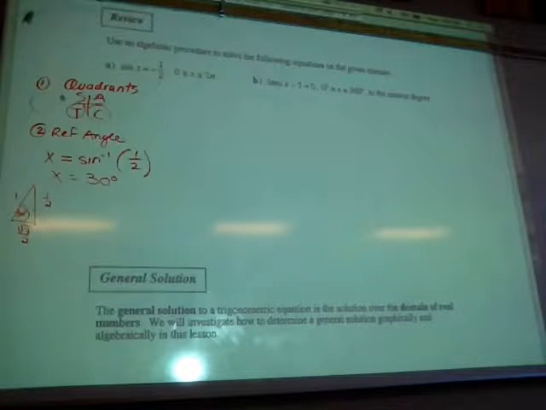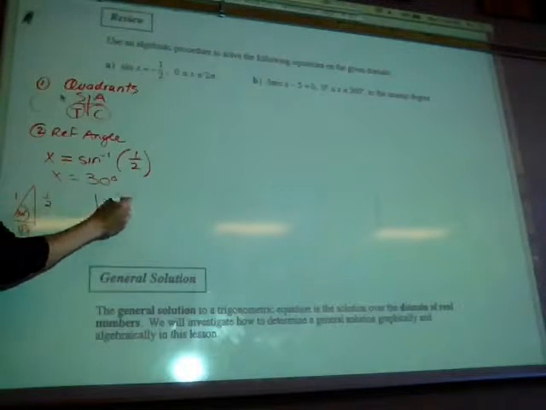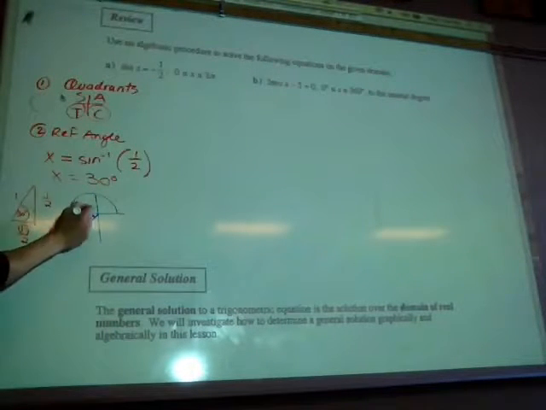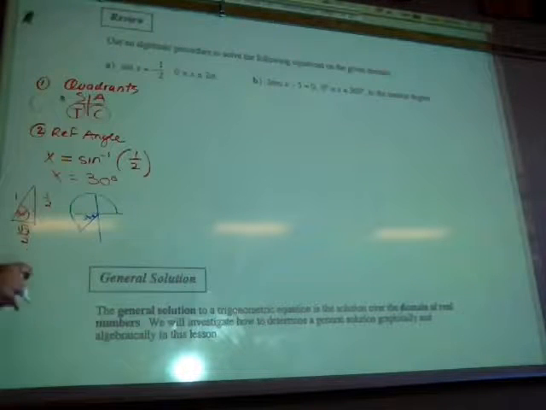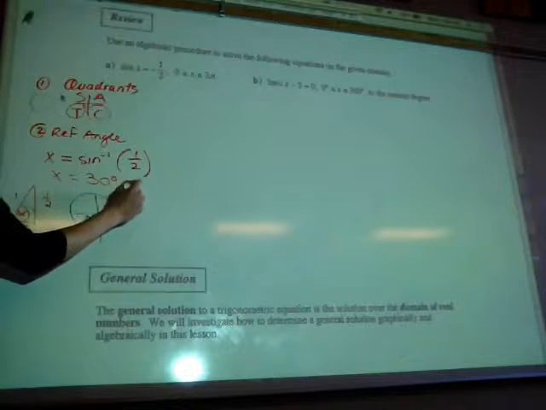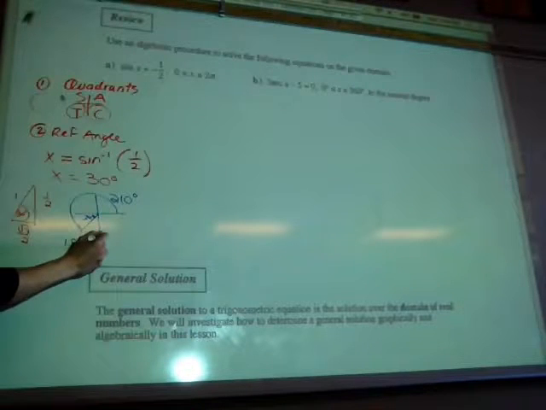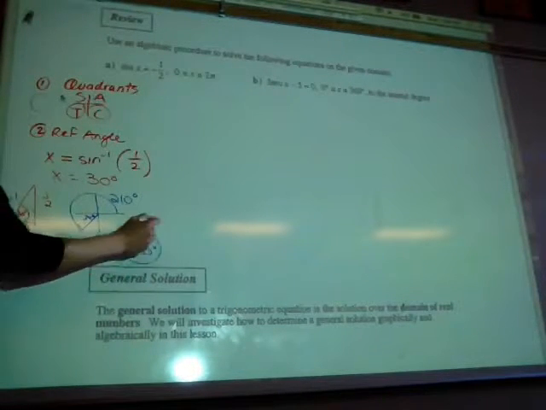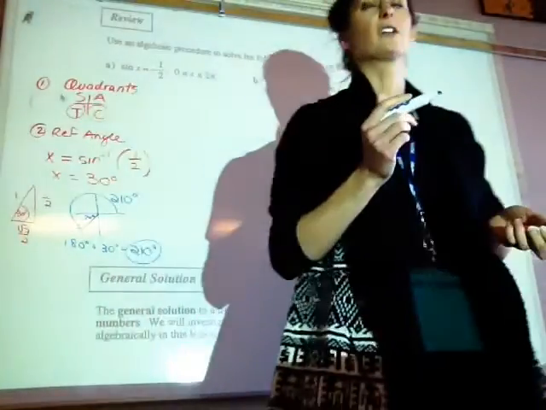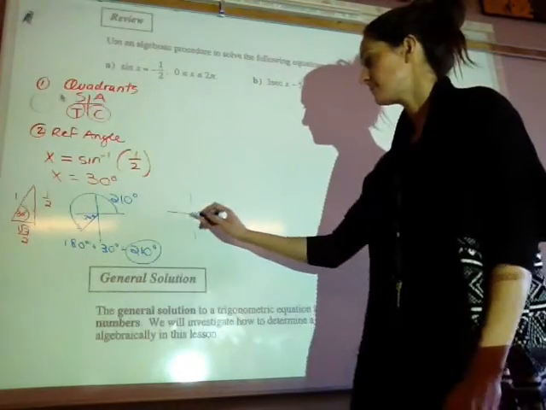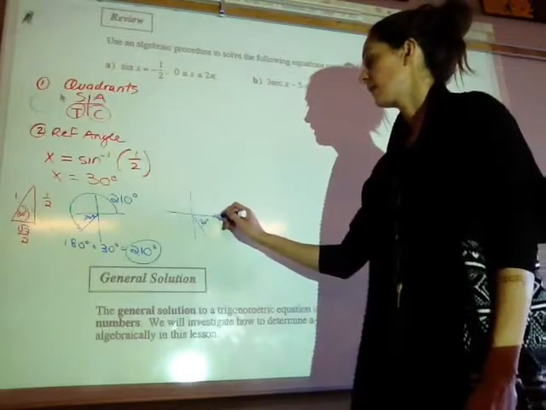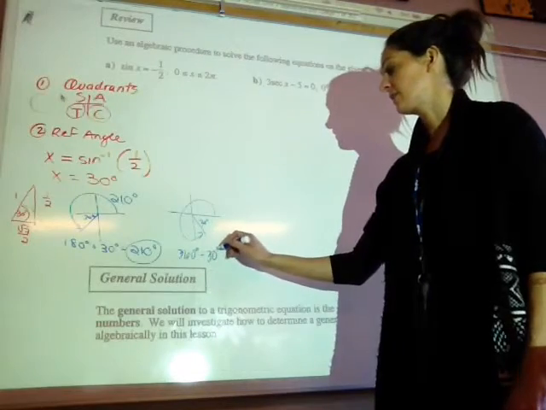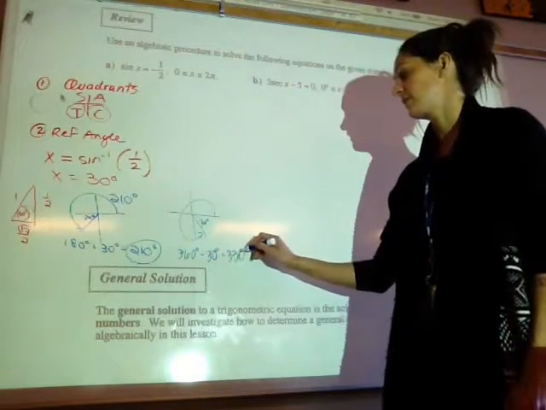Okay, so we know the reference angle, and now let's apply that in quadrant 3. So going from 0 to that terminal arm, we have 180 plus 30 degrees, that's 210 degrees. And then we need to apply our reference angle in quadrant 4. So we'll go 360 minus 30, and we get 330 degrees.